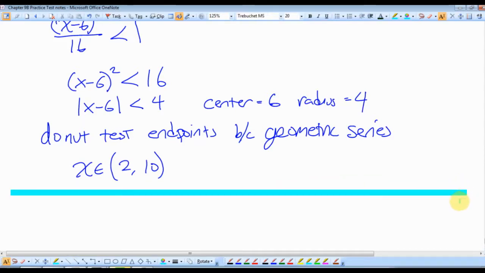Power series. That's not geometric. Non-power series, pretty much anything.